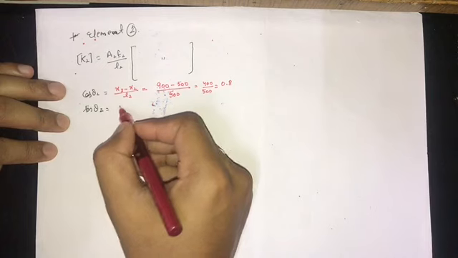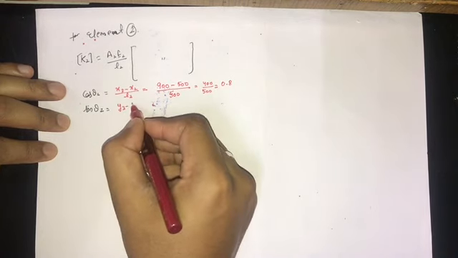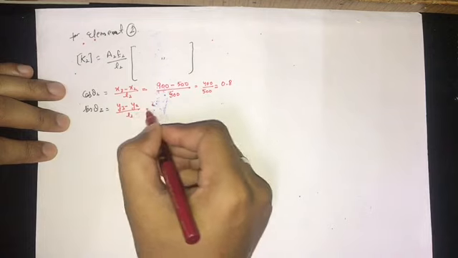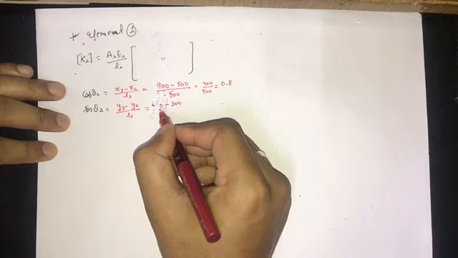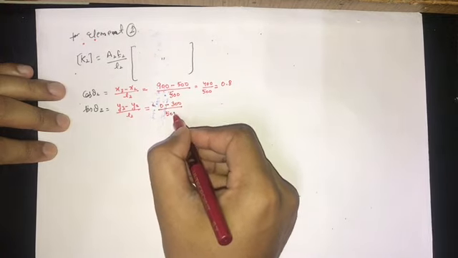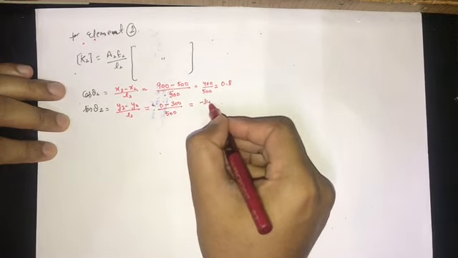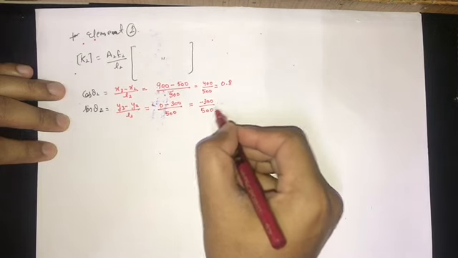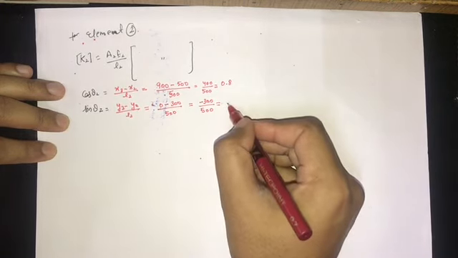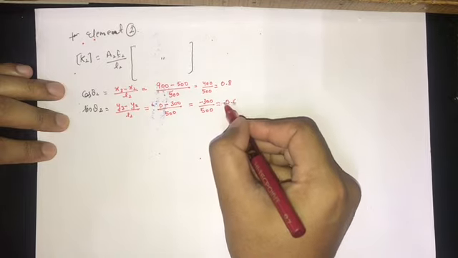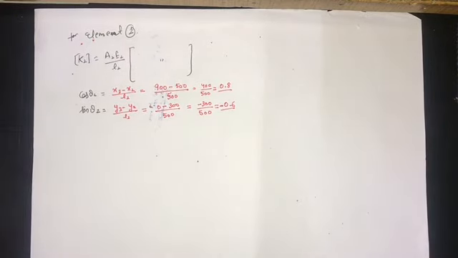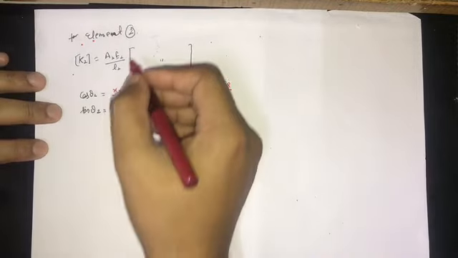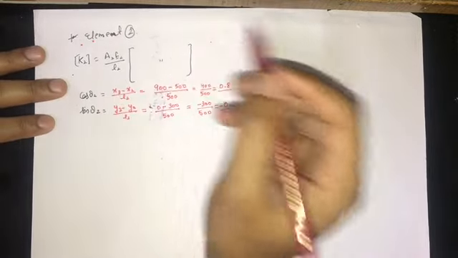Similarly for sin theta 2, it is y3 minus y2 upon L2. So y3 value is 0 minus 300 upon L2, again 500. So it comes to be minus 300 divided by 500, which is equal to minus 0.6. So these are the two values of cos theta 2 and sin theta 2. Again this value comes to be here in the matrix.